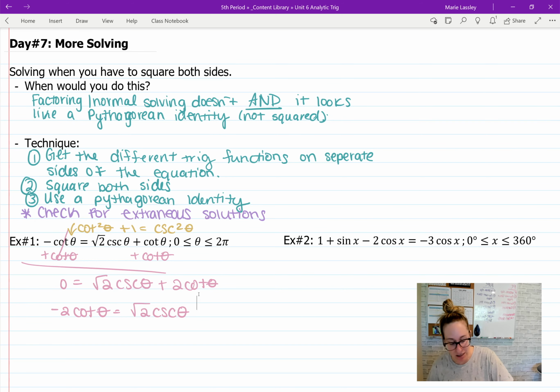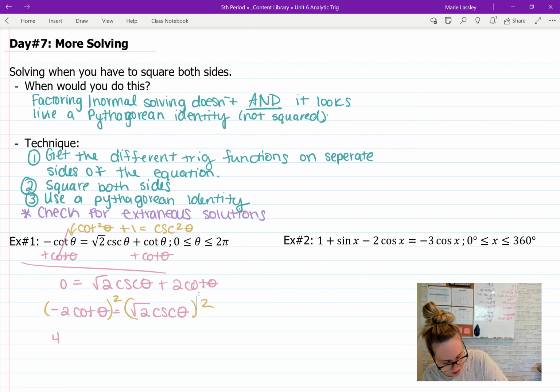So first step, square both sides, right? We got everything separate and now we're going to square both sides. Since this is being multiplied, like the -2 times cotangent, we're just going to square each individual piece. Remember, if there's a plus sign in between though, then you have to treat it a little bit differently. And I think that's what we're going to look at in example number 2. But for this one, since it's multiplication on each side of the equation, you can just square each piece. So -2 squared becomes +4.